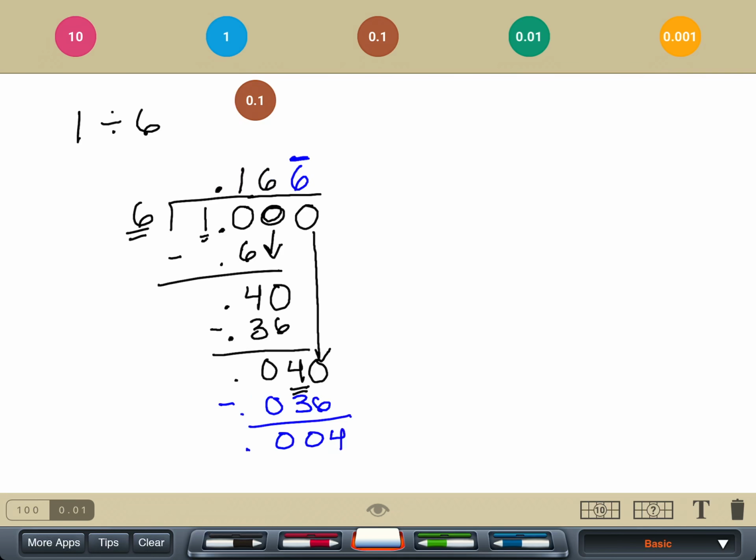Give yourself a star if you got this right.